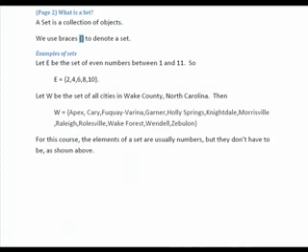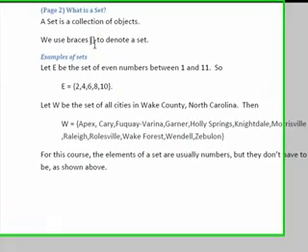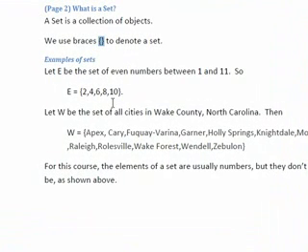Let's now talk about sets. Sets are very, very important in mathematics, and from the definition you could probably see why. A set is a collection of objects. We have to classify them somehow to work with them. So sets are a starting point. And we use braces, you can see the braces here, to denote a set. So let's look at some examples of sets.